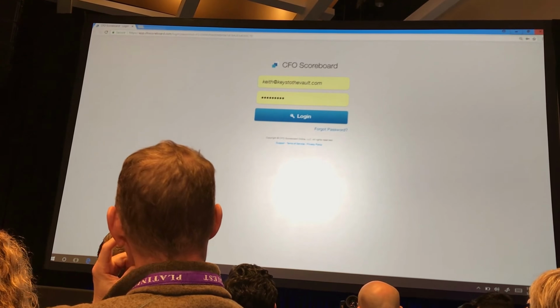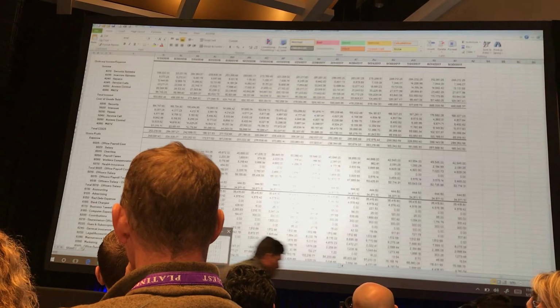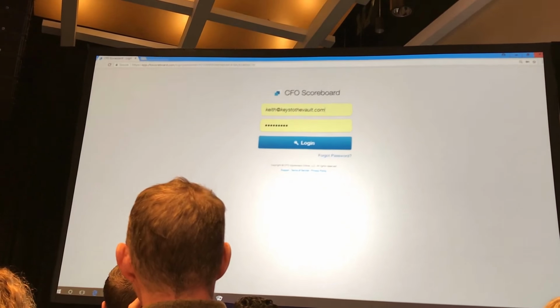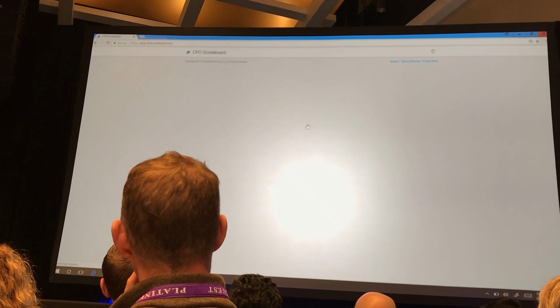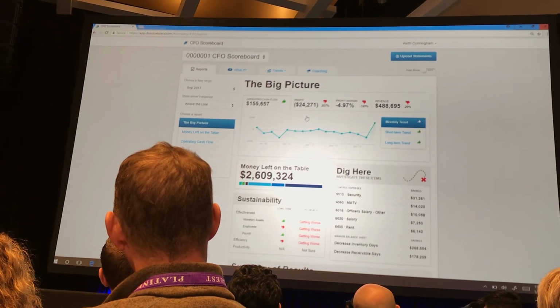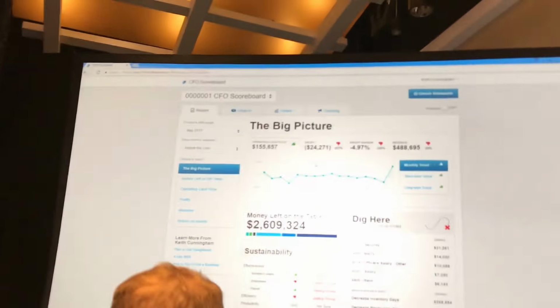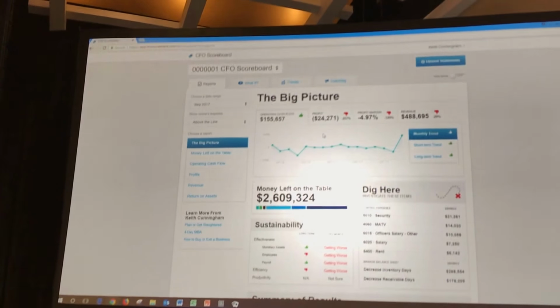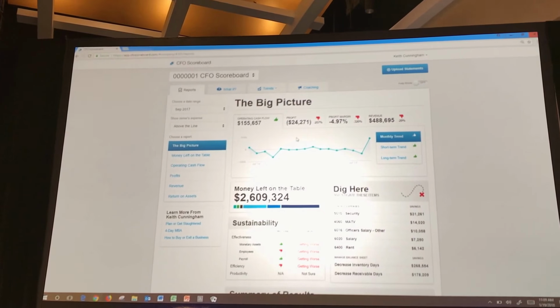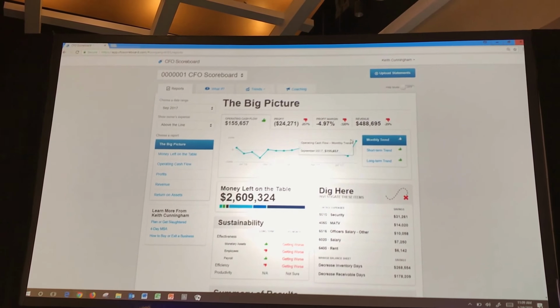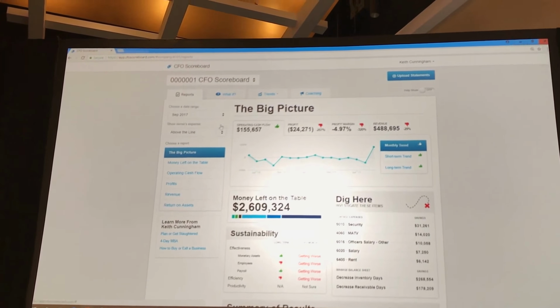If you give me this, I will give you this. At the end of the day, I want optics. This is your business, and I'm going to show you very, very briefly how this works.